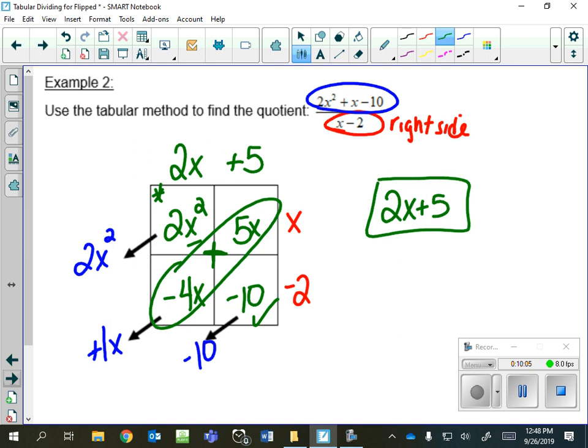Please make sure you write your answer to the side and box it. You can't just leave it as this tabular method, because now I don't know, was I multiplying, was I dividing, which piece is my answer. So get in the habit of always writing your final answer.